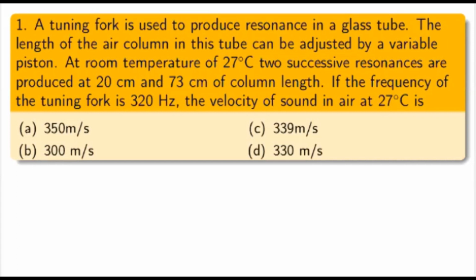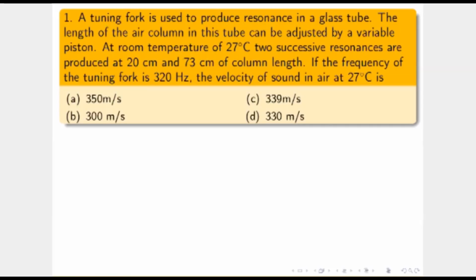At room temperature of 27 degrees Celsius, two successive resonances are produced at 20 centimeters and 73 centimeters of column length. If the frequency of the tuning fork is 320 Hz, the velocity of sound in air at 27 degrees Celsius is. So, two resonating lengths are given. One is 20 centimeters, another one is 73 centimeters.